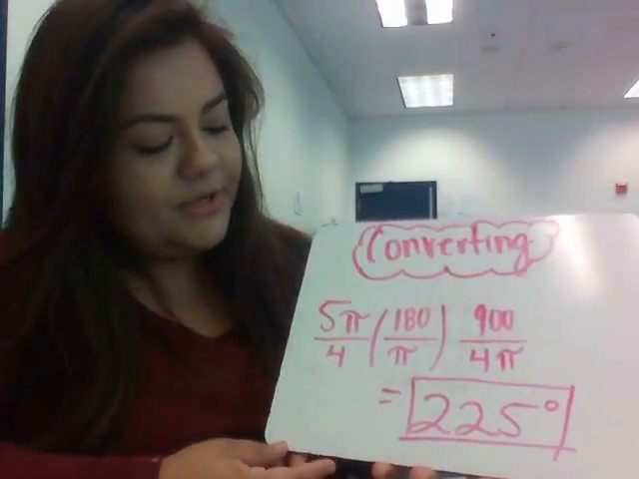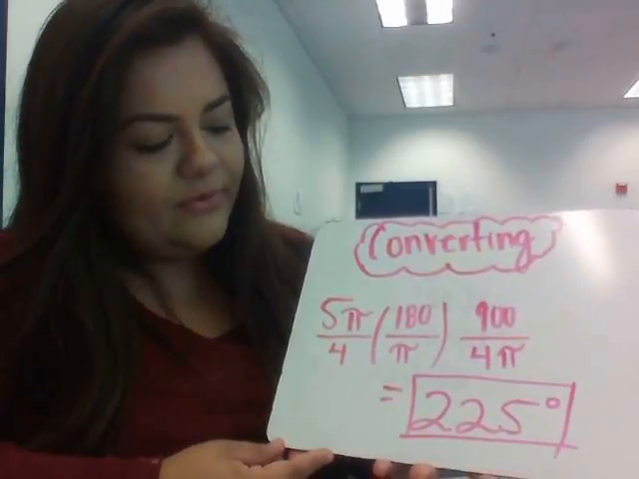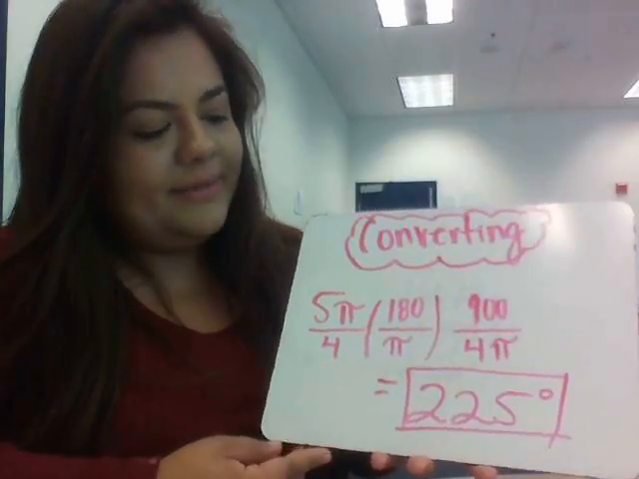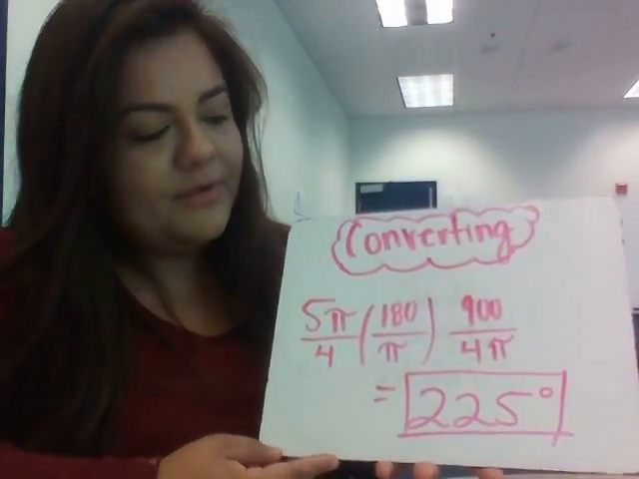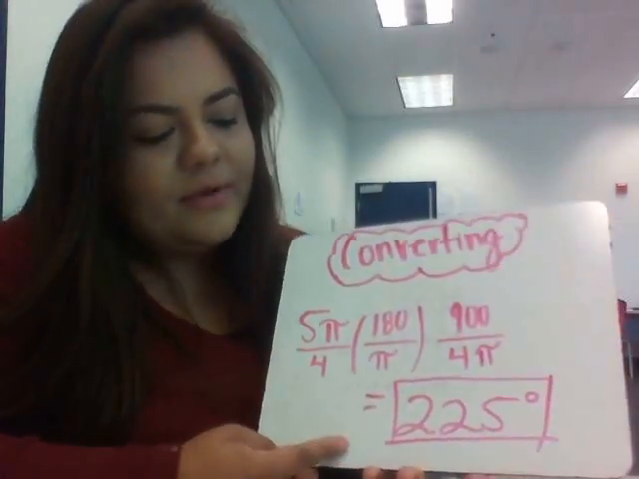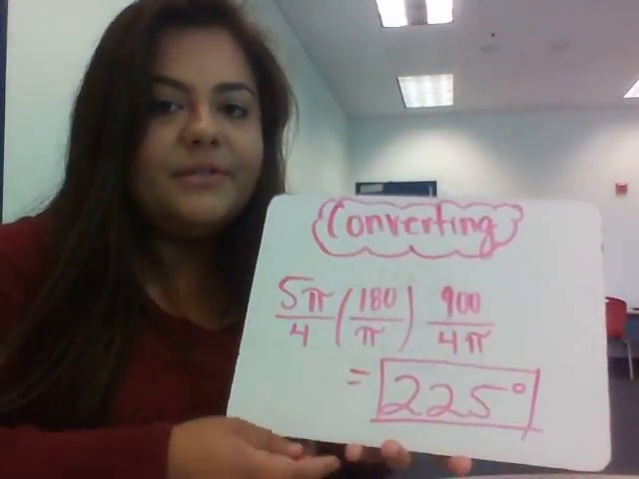So what you're going to do this time is, since it's 5 pi over 4, you're going to multiply by 180 over pi. So it's going to be 5 times 180 to get 900, and then you bring the 4 pi over, and you divide to get 225 degrees.